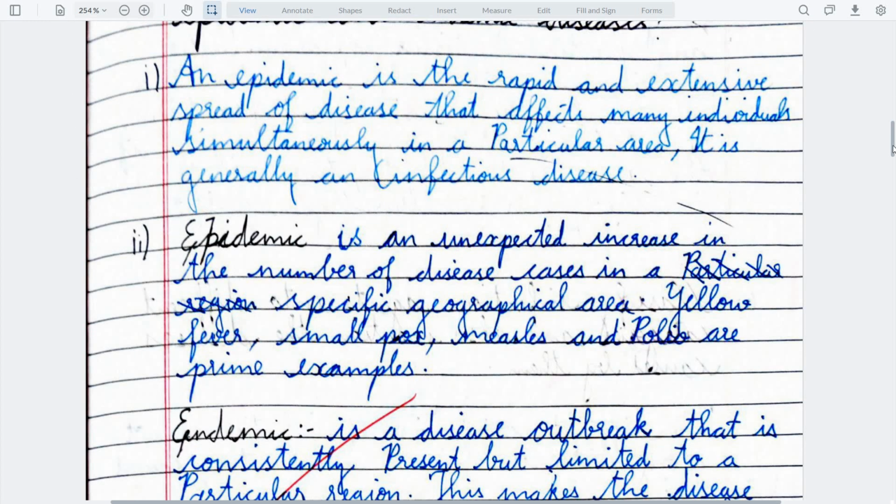Fourth question, what is an epidemic disease? An epidemic is the rapid and extensive spread of disease that affects many individuals simultaneously in a particular area. It is generally an infectious disease.